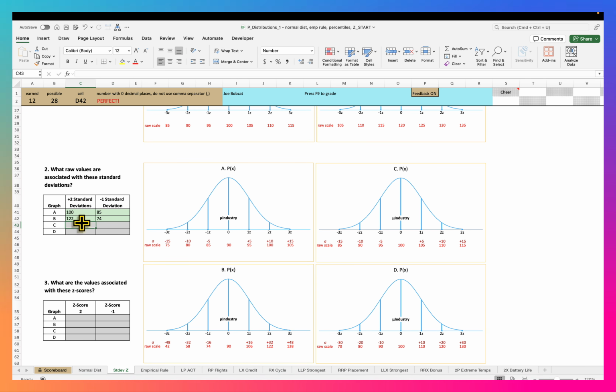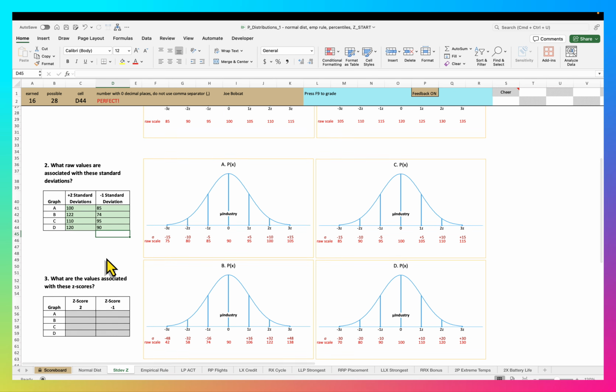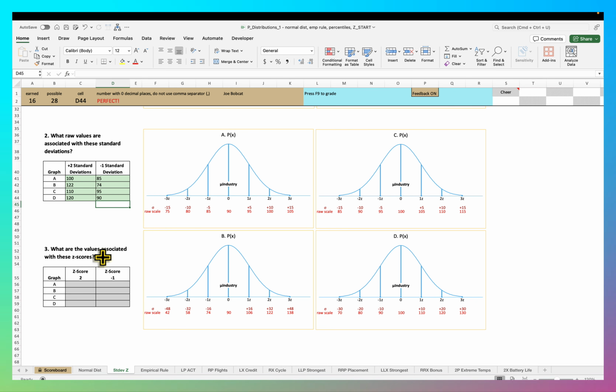In graph C, at plus 2, we're at 110. And at minus 1, we're at 95. And in graph D, at plus 2, we're at 120. And at minus 1, we're at 90. All right, what are the values associated with these z-scores? Remember, z-score is the same as the standard deviation, right?